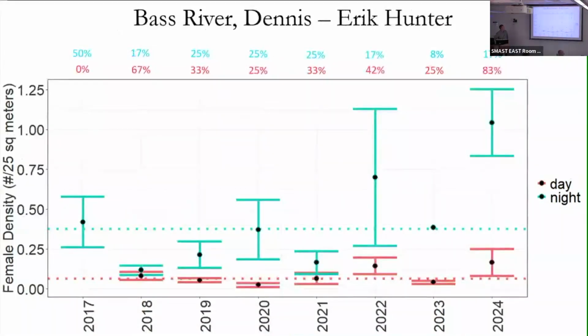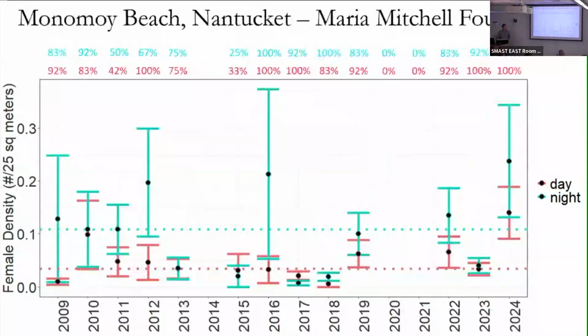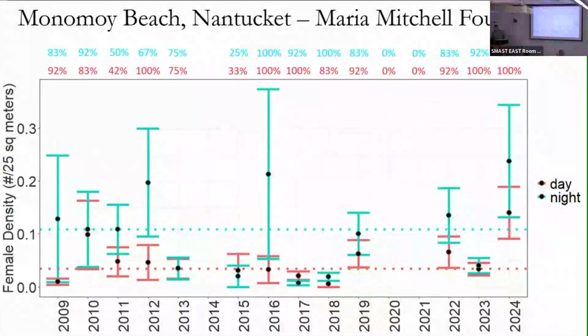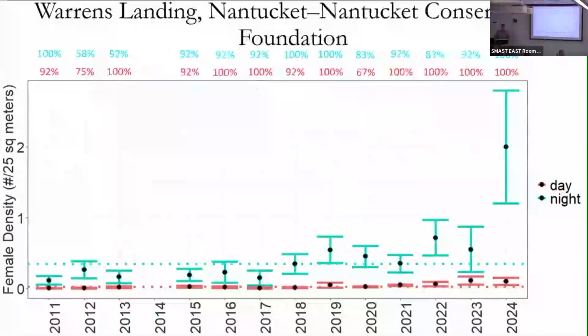Bass River, done by Eric Hunter. New record in 2024, day and night. Wianno Beach, this is in Nantucket Sound, it's not the island off of Chatham. New record in 2024. And again, you start to see that spread between the daytime surveys and nighttime surveys, where they're much more likely to spawn at night in Nantucket Sound, south of Cape Cod. Warren's Landing, Nantucket, again, new record in 2024.